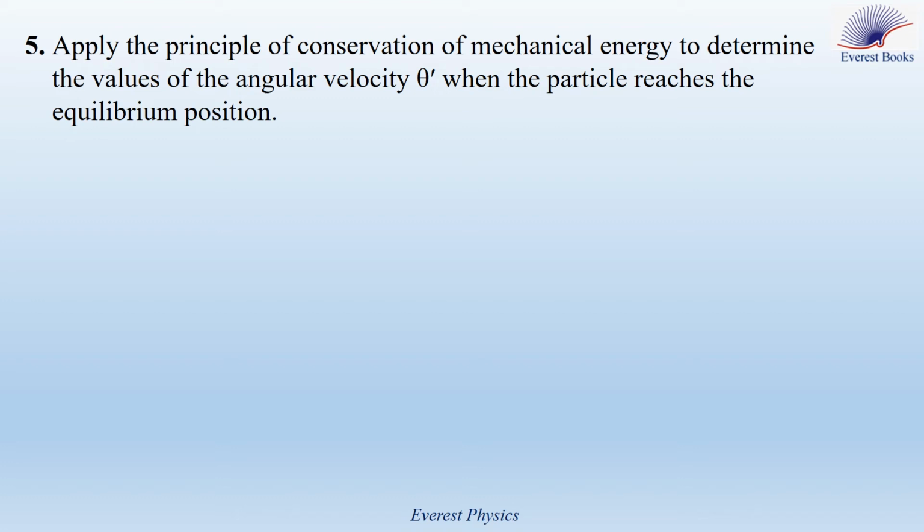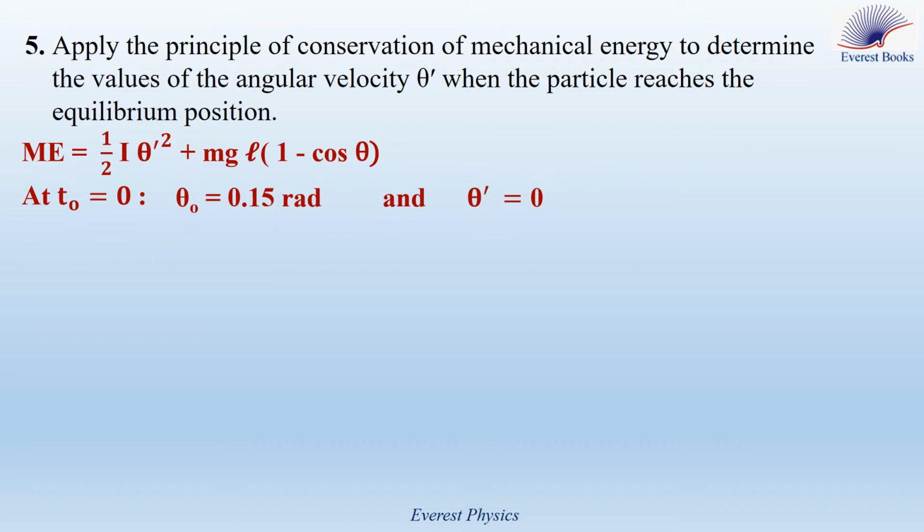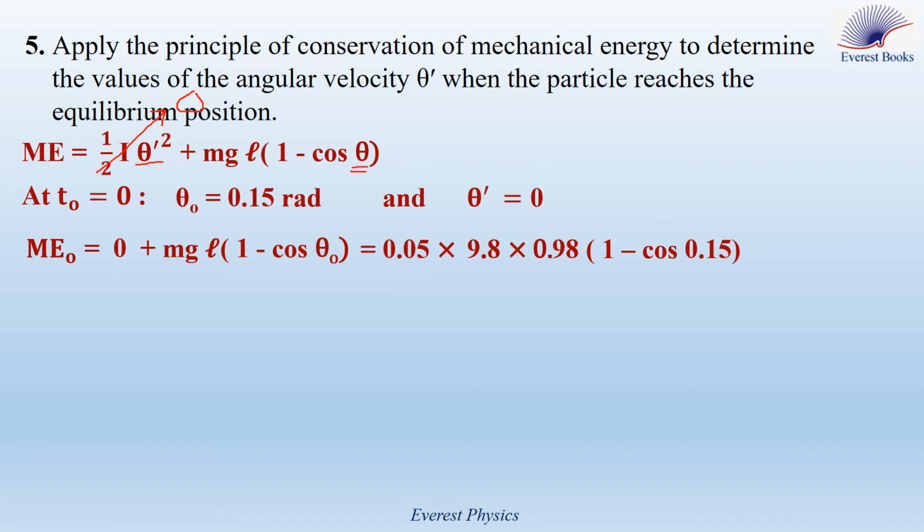conservation of mechanical energy. So the expression of ME is 1/2 I theta prime squared plus MGL into 1 minus cosine theta. At t0 equals 0, theta 0 is equal to 0.15 radians and theta prime is equal to 0. This is given in the beginning of the question. Now, replace theta prime by 0, which means that the initial kinetic energy is equal to 0, and replace theta by theta 0. This is going to be ME0 is equal to 0 plus MGL into 1 minus cosine theta 0. Replace each physical quantity by its value.